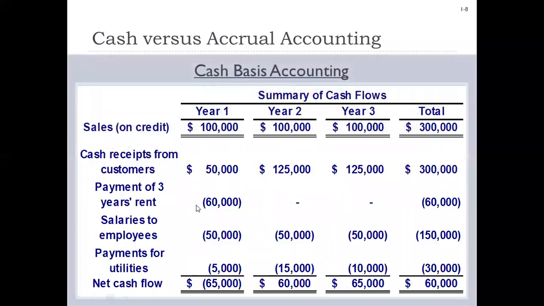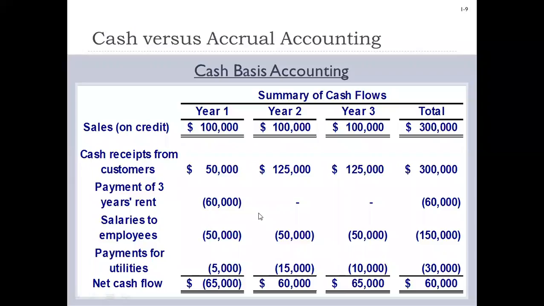Looking at the cash flows, here's the cash that they collected. $50,000 the first year, $125,000 the second year, $125,000 the third year. Notice all the rent was paid out in year one. $50,000 of salaries were paid each year. And then the problem indicates that $5,000 was paid for utilities in year one, and then $15,000 the following year and $10,000 the third year.